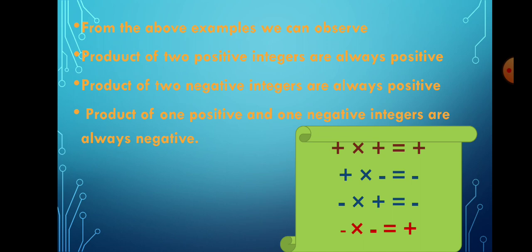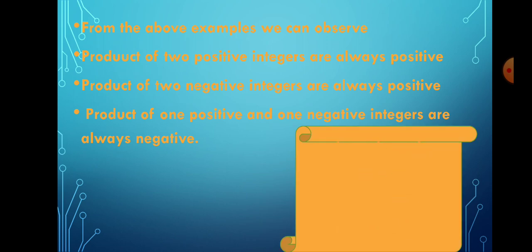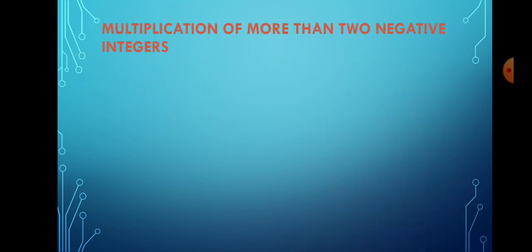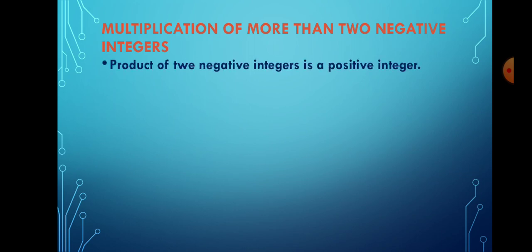Plus into minus, minus. Minus into plus, minus. Minus into minus, you will get plus. Okay children, now going to the next concept, that is multiplication of more than two negative integers. How do we get the symbols?